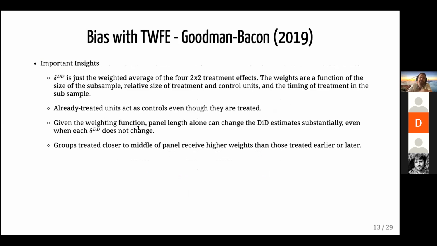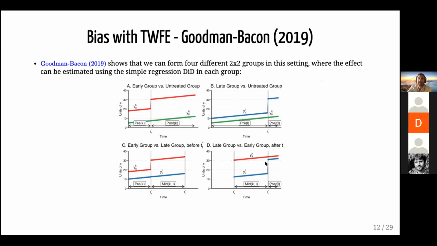What's also really important, and what generates the bias that I'm going to get into, is that the already treated units act as controls even though they're treated, right? I think a lot of people don't realize that after a unit's treated, in this plot right here, red gets treated early, but in this regression it's actually the control for the blue unit, right? And so if there's any kind of time varying nature to the treatment effects, like it doesn't happen in one period, this estimate here is going to be biased. It's going to be biased downwards.